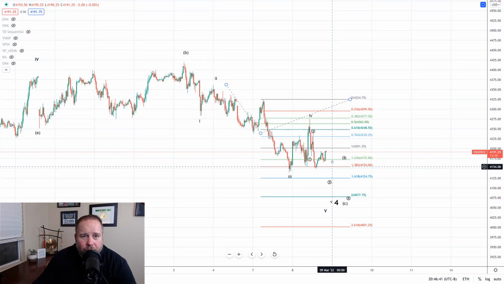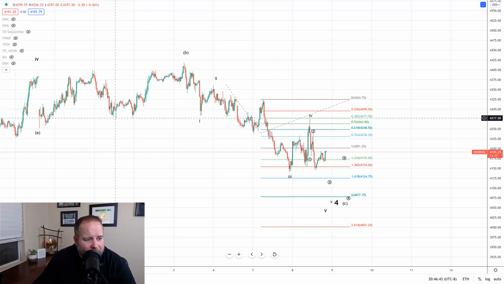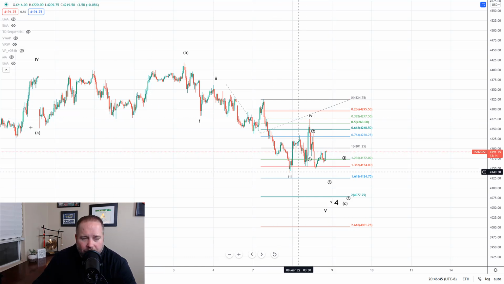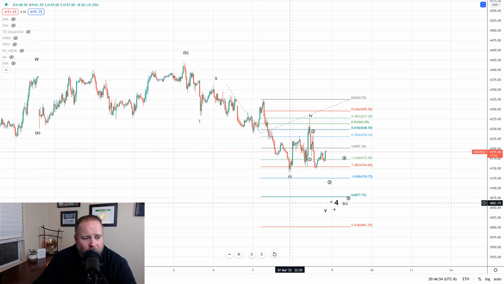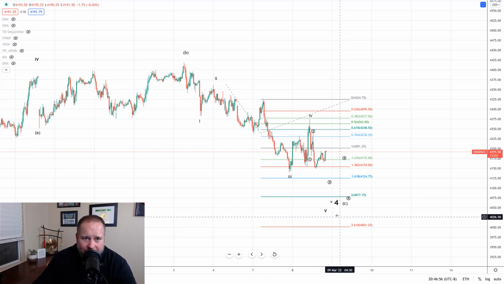Okay, guys, so here we are on the 30-minute charts. And the way it looks now after we broke support in the overnights is that the high back on the 25th of February is the top of wave 4 of C down. Okay, and now we're looking at wave 5 of C down to complete that wave 4.